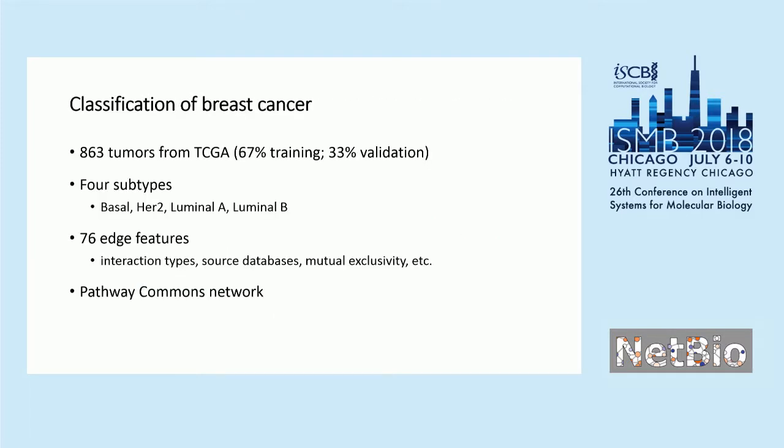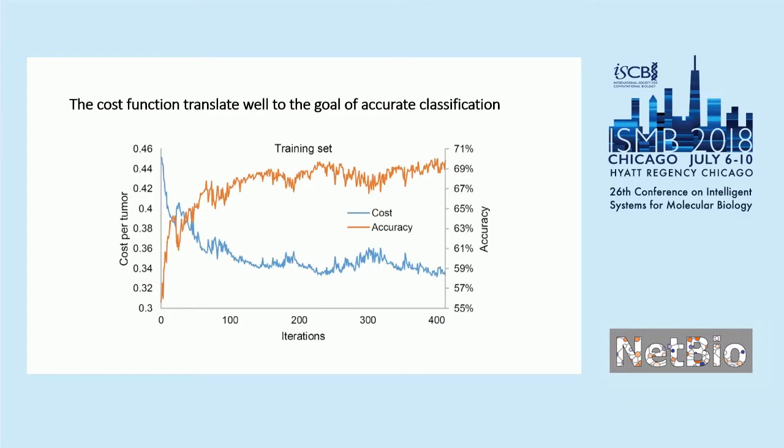Finally, we applied our algorithm on a real data set, where the task is to classify breast cancer tumors. We used 863 tumors from TCGA, which were then divided into a training set and a validation set. These tumors were predefined as 4 subtypes: basal, HER2, luminal A, and luminal B, based on gene expression and clinical data. In this task, we use 76 edge features, and we use the Pathway Commons network as a reference network. We first evaluated the performance on the training dataset.